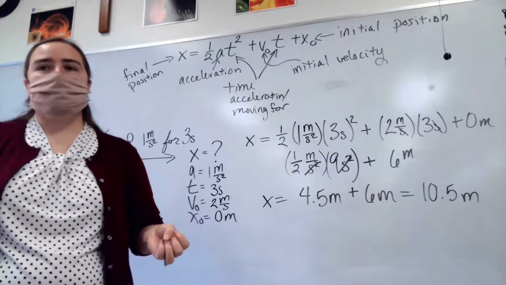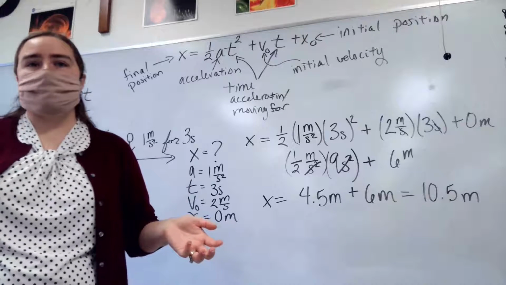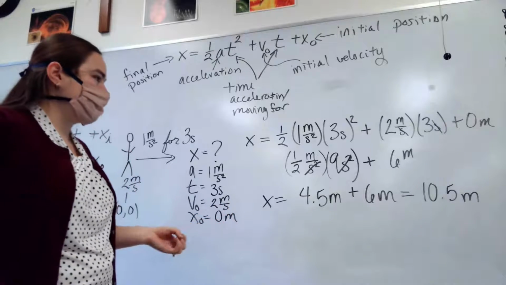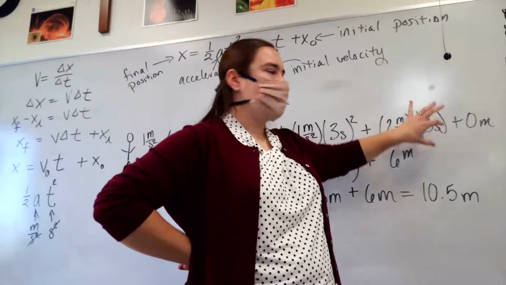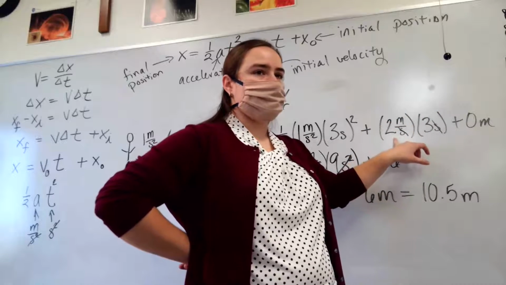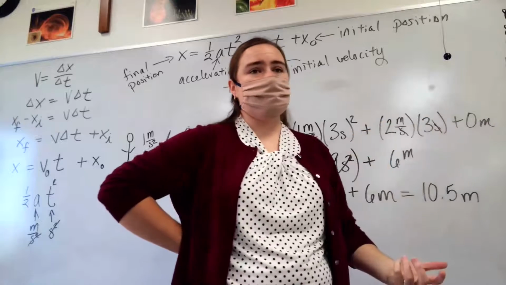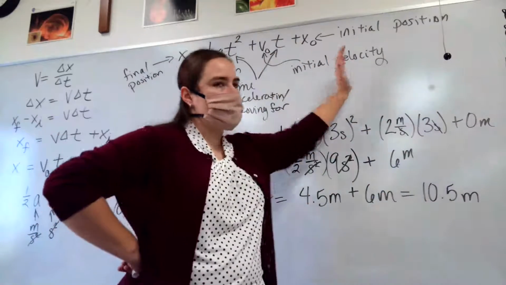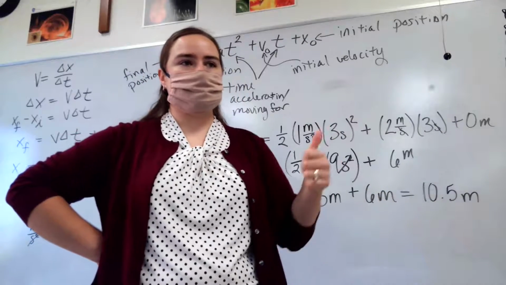Most of the time for problems in this class, your initial velocity is probably going to be 0. And if your initial velocity is 0, this whole term becomes 0. Because if this is 0, no matter what you multiply it by, it's going to be 0, right? So when you have those zeros in there, it'll take entire terms out and make your life a lot easier. Good?